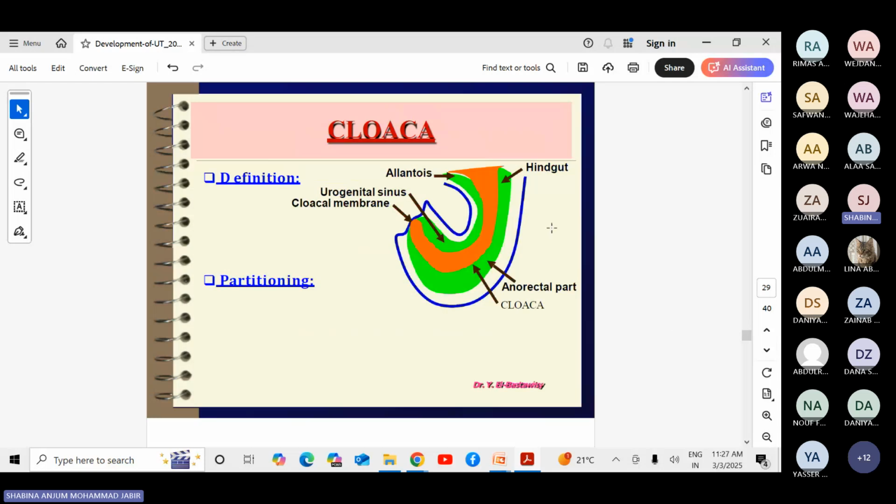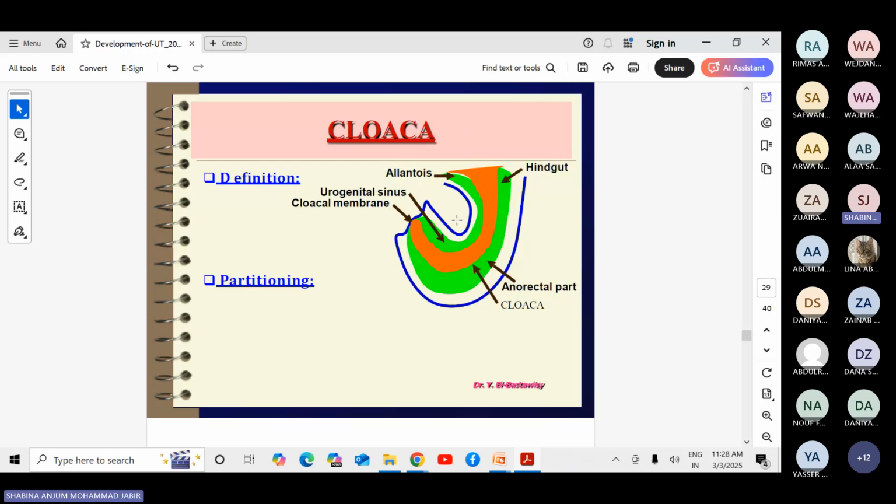Now cloaca. We have taken some orientation about the cloaca. What is cloaca? Any idea? It is the lower dilated part of the hindgut. When we saw the gut tube, we found that it has three parts: foregut, midgut, and hindgut. And the lower, or you can say the distal part of the hindgut, will dilate to form the cloaca. So this is the hindgut. Here you can see the cloaca.